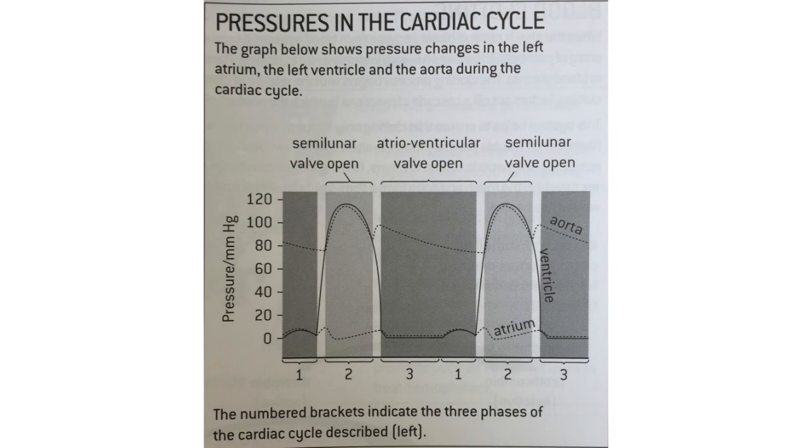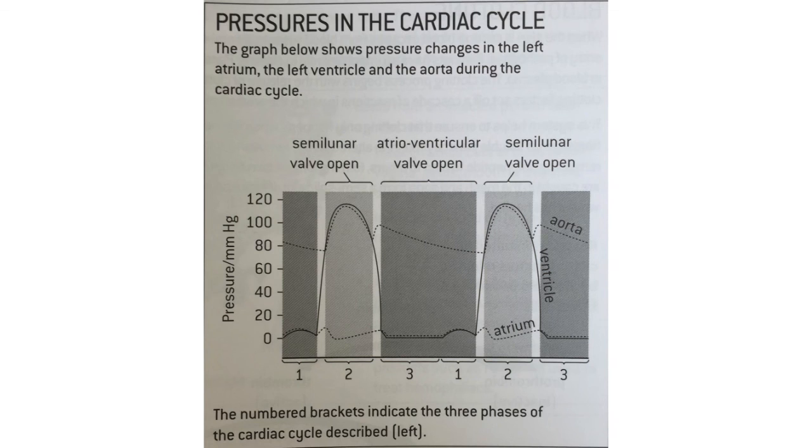So here's an overall picture of the pressures in the cardiac cycle. If you look at the first trend, which is the atrium trend, you can notice the little peaks, which represent the small amount of pressure created to get rid of the remaining blood in the atrium that hasn't passively passed onto the ventricle.